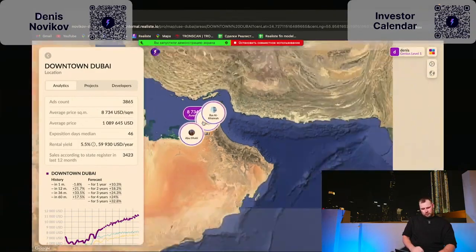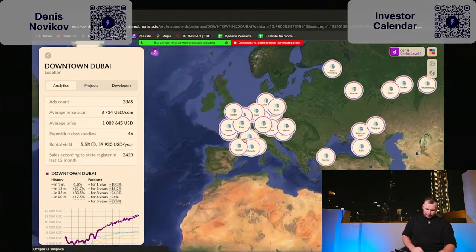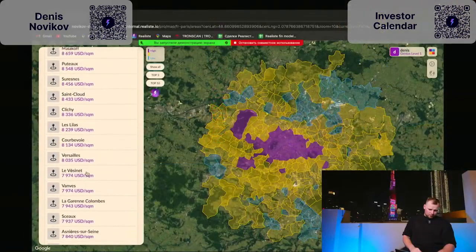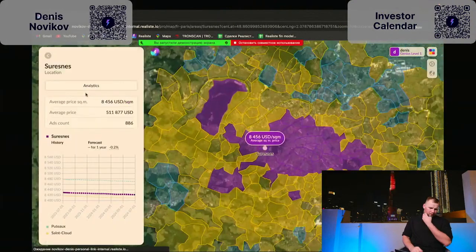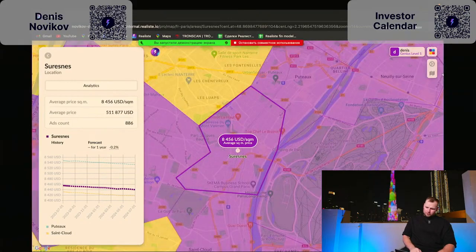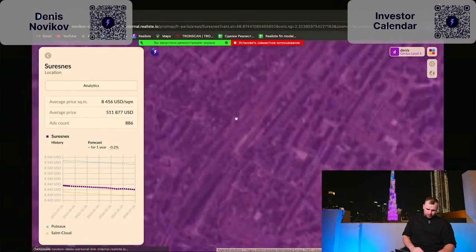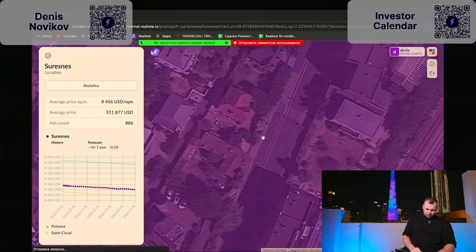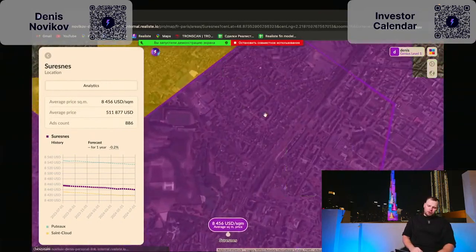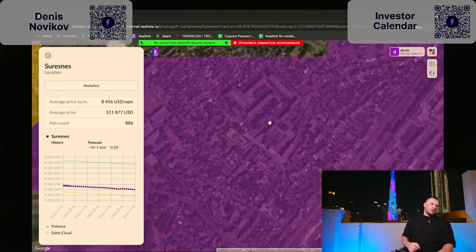If we go to London, Paris, Berlin, it doesn't really matter. Let's go to Paris. Let's see what you can buy for 8,000. Here, 8,500. Again, let's look at the infrastructure that is here. I don't think you can compare the quality of these buildings to the quality of the buildings in downtown Dubai.